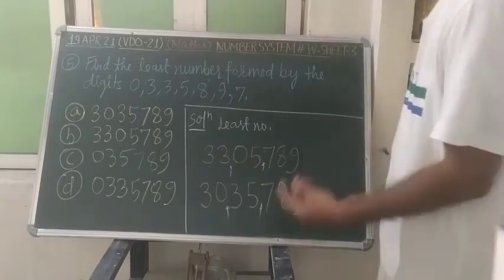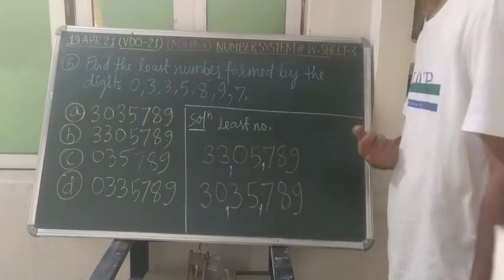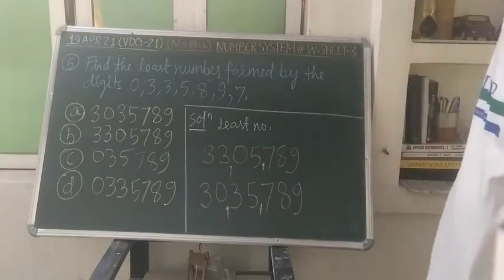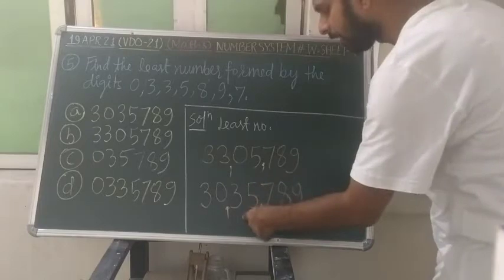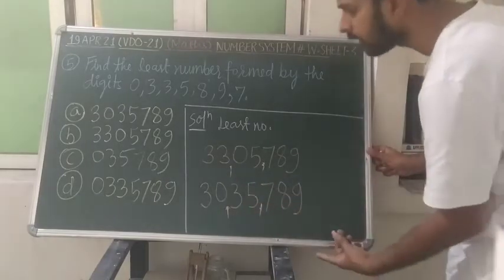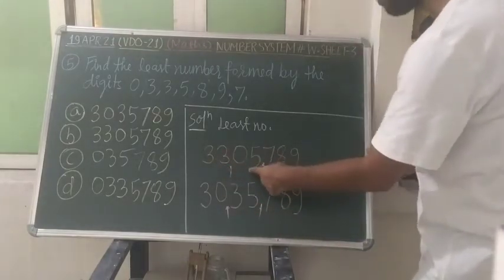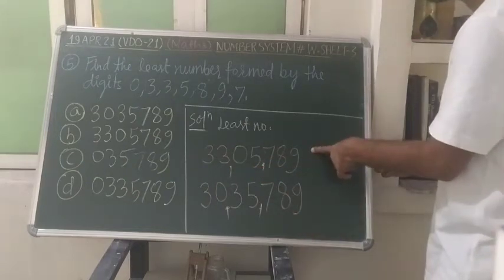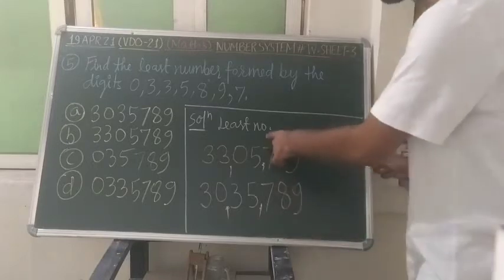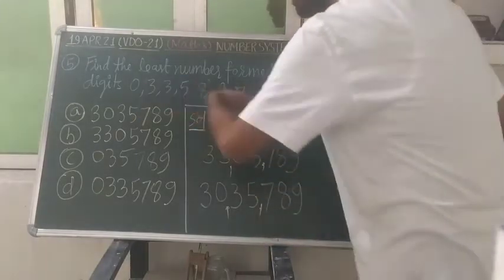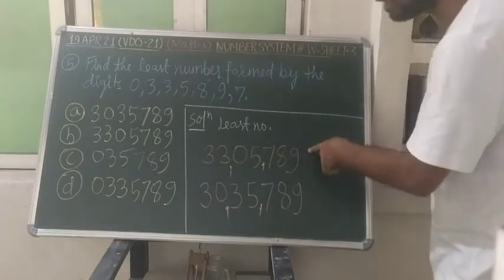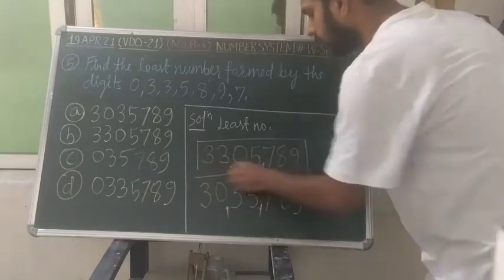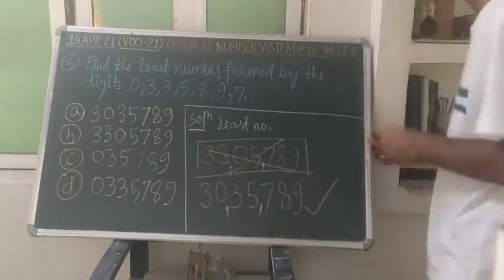So which one is least? Whether 33 lakh is least or 30 lakh something is least? Of course 30 lakh 35,789 will be least, and this 33 lakh 5,789 will be more than this. And we can form the least number from these digits which is less than this. So of course this will not be our answer. Our answer will be this.